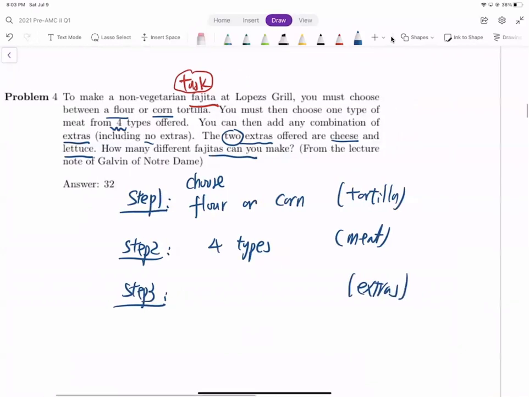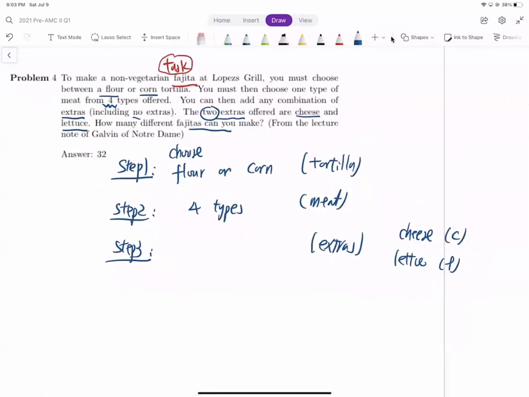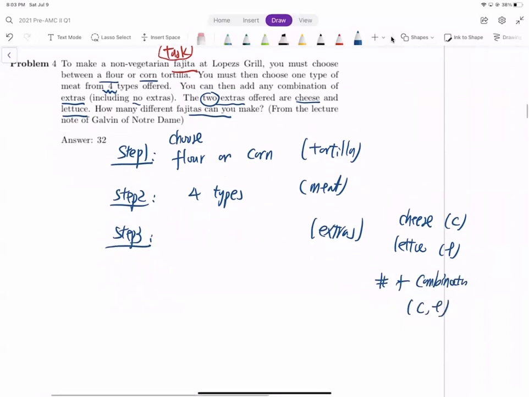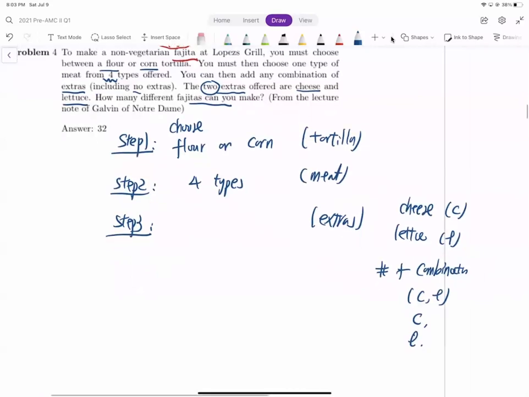Now, there are two different extras, right? They are cheese and lettuce. Let's say this is C and this is L. Now, how many different combinations do you have? First of all, you can choose both of them, I want 2 extras. Or you say, I don't want lettuce, I just want cheese. Or, I don't want cheese, I want the lettuce. Or you say, none of them. So here you find it's 4 combinations.